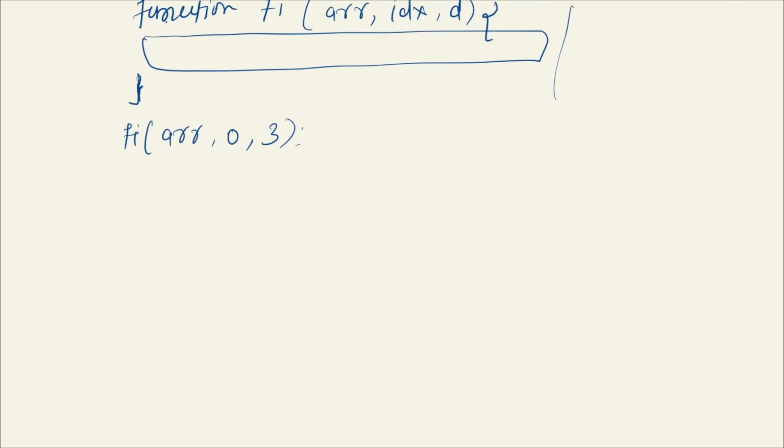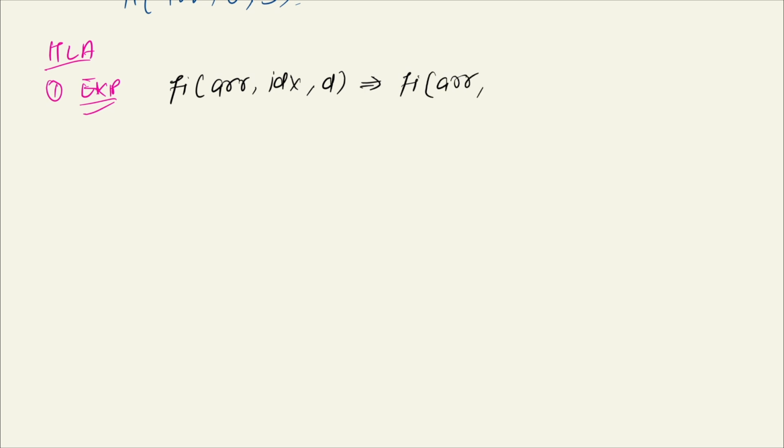So now we will implement our high level approach. So here is the high level approach. Inside our high level approach, the first one is expectation. So what we are expecting from this method or this program is that if we are passing fi of array, index and d, which means fi of array, with index 0 and d equal to 3.